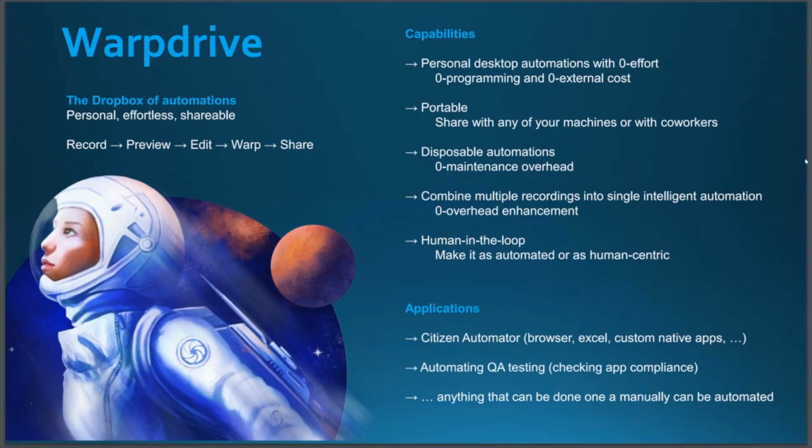If any underlying assumption changes, you just re-record it and you get a new automation. You can combine multiple recordings into a single intelligent automation. And these are human-in-the-loop warps. You can make them as automated or as human-centric as you want. So we showed the features of Warpdrive in the context of 3 arbitrarily chosen workflows. The key takeaway, though, should be that Warpdrive can automate anything that can be done manually on a desktop, which means tasks within operations, customer success, HR, or even turning manual QA testing into automated QA testing are viable possibilities. We hope this quick demo was useful, and we look forward to hearing about your automation needs.